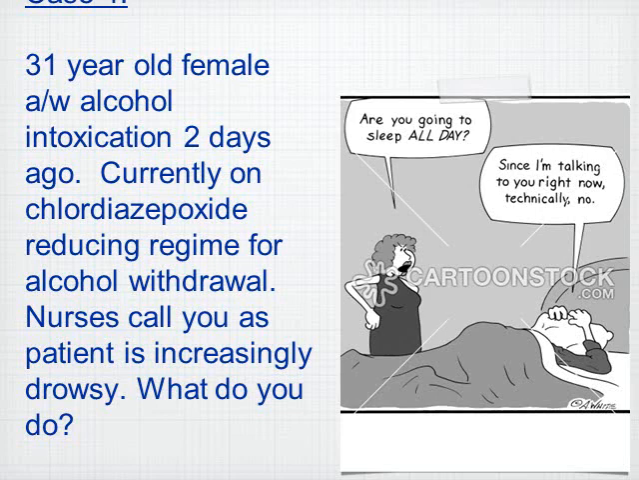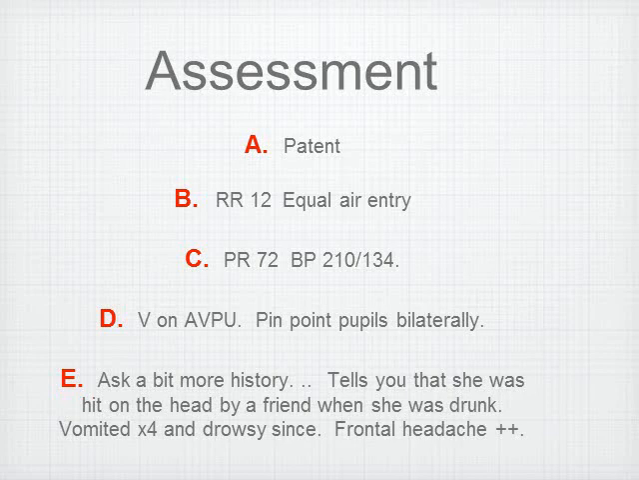So you take a short, very quick history, look at her notes, and then do your ABCDE. Her airway's patent. She is replying to you. Respiratory rate's fine. Pulse rate was fine. BP is really high, but she's only responding to voice. She's not responding at all, really, apart from voice. And she's got pinpoint pupils. So what kind of things are you thinking about now?